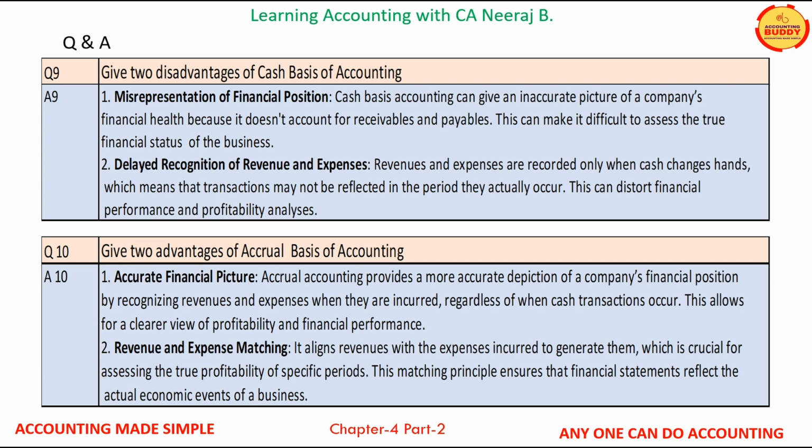Number 2, revenue and expenses matching. It aligns revenues with the expenses incurred to generate them, which is crucial for assessing the true profitability for a specific period. This matching principle ensures that the financial statements reflect the actual economic events of a business.